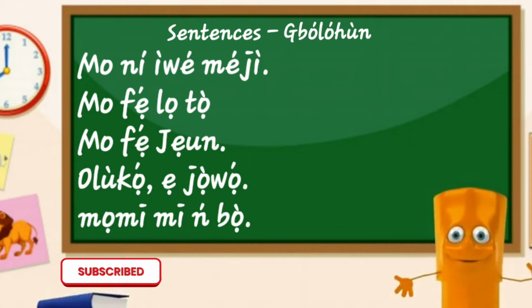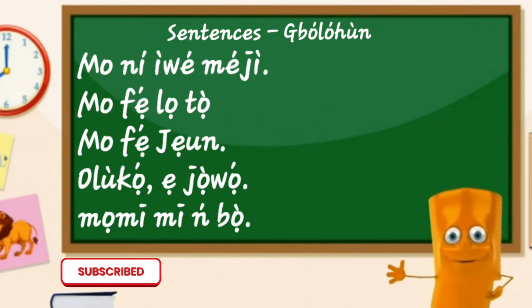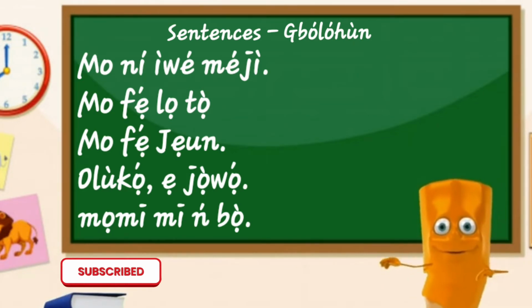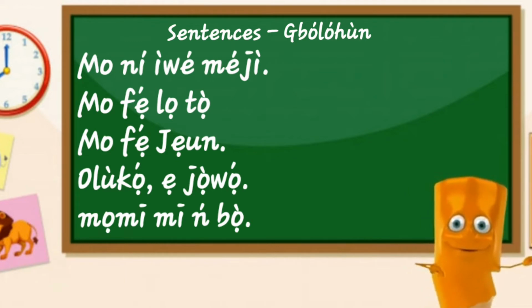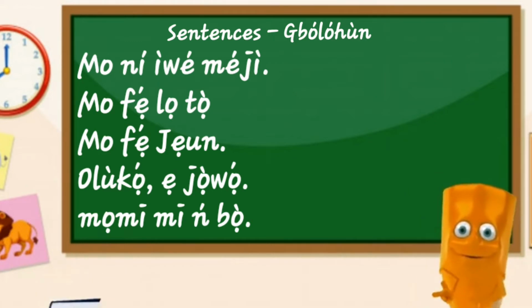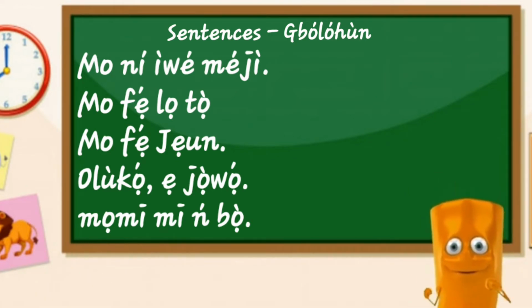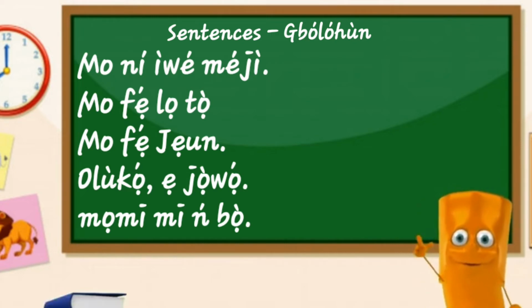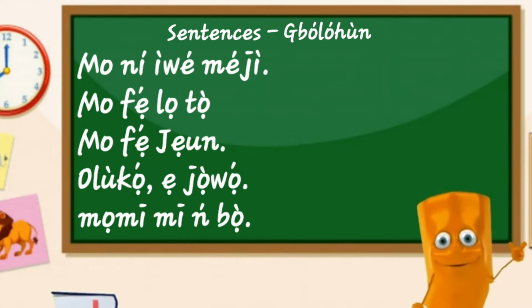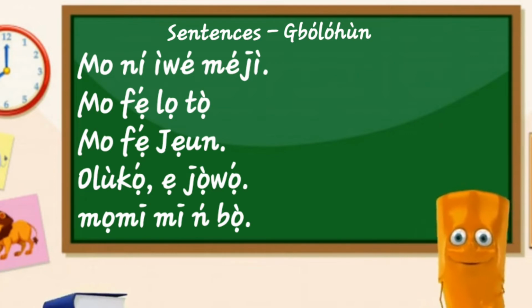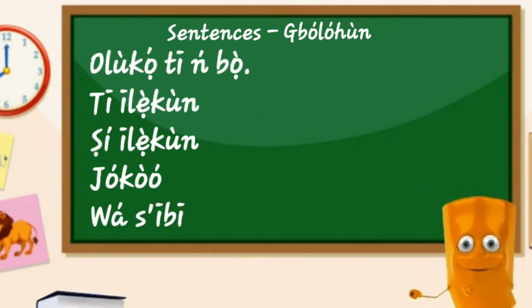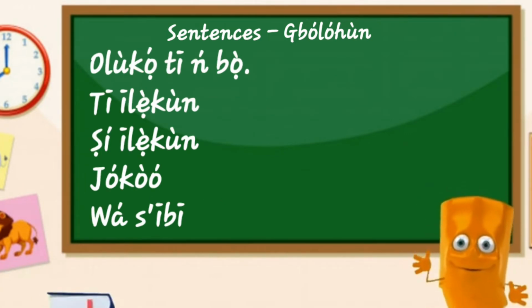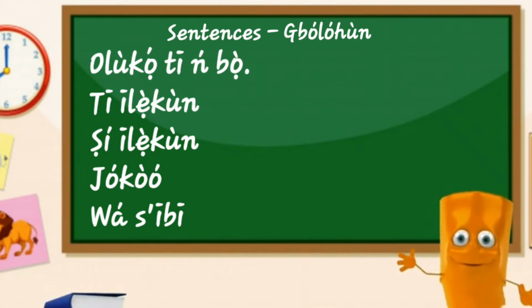I have 2 books. Mo fẹ́ lọ tọ̀. I want to go to the restroom, or I want to go and urinate. Mo fẹ́ jẹun. I want to eat. Olùkọ́ ẹ jọ̀wọ́. Please teacher. Mọ́mì mi ń bọ̀. My mom is coming. Olùkọ́ tí ń bọ̀. Olùkọ́ is coming.